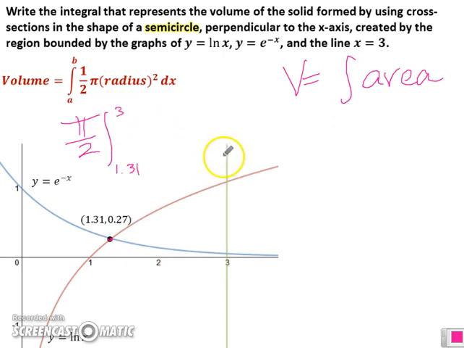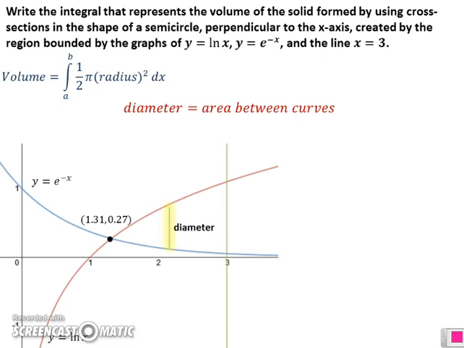But now the radius is where things get tricky, because this distance right here between the curves, that's technically the diameter. Remember that picture at the beginning? The picture was, this is the diameter, and then picture a semicircle being drawn from it. That's supposed to be a 3D. So the area between the curves is the diameter of the semicircle. So in order to get the radius, you have to cut that in half.